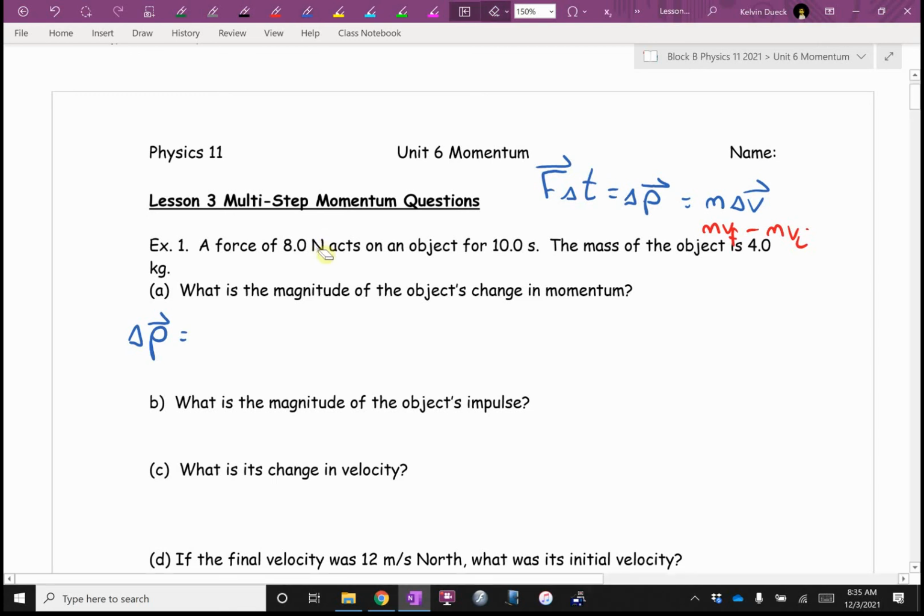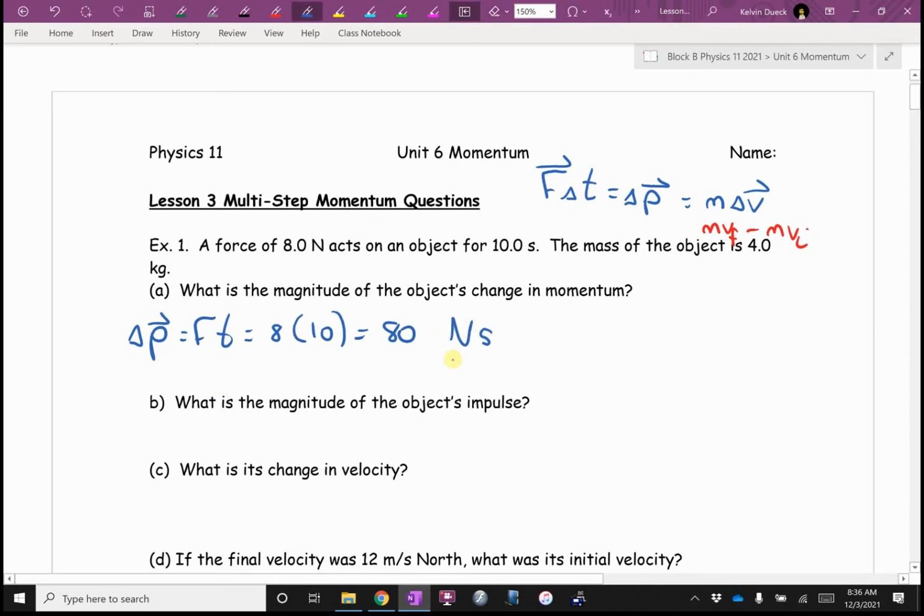I think I see a force. I think I see a time. I'm going to use force times change in time. It's going to be 8 times 10. I'll bet you can even do that in your head. 80 what? Units. That would be a force. Is this a force if it was newtons? It's not newtons per second. It's Newton seconds. Force times time.